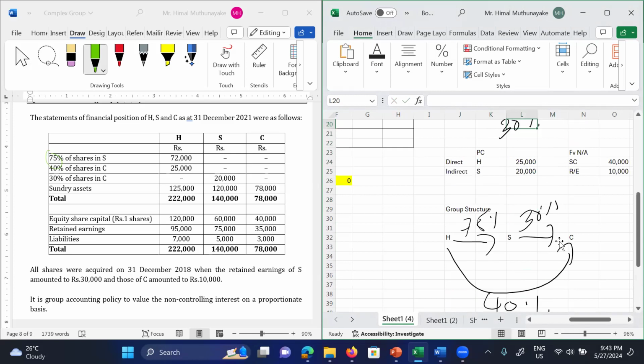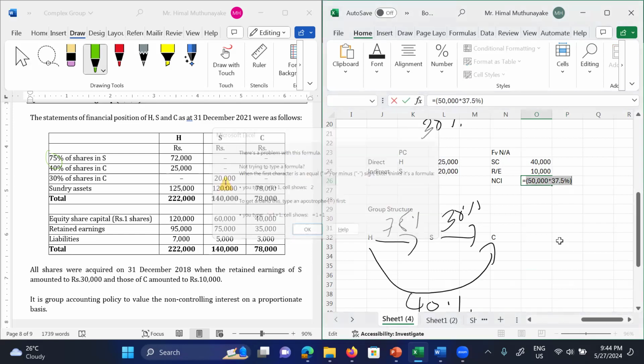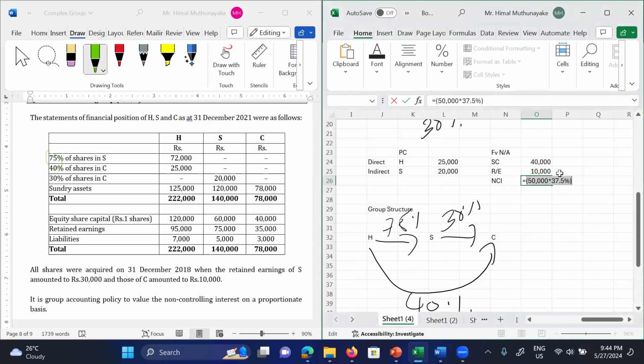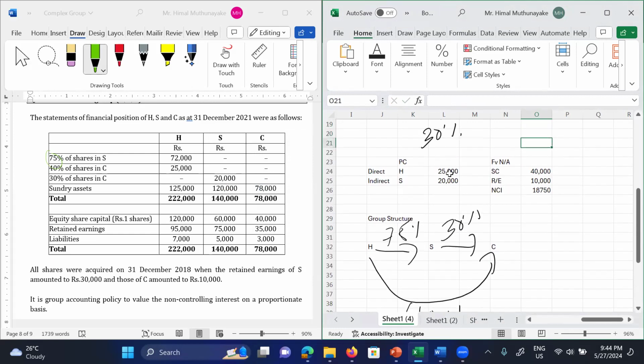So now I'm going to calculate the NCI balance. My fair value of net asset would be 50,000, so my NCI balance would be 50,000 into 37.5%. 80,750 is the NCI balance.